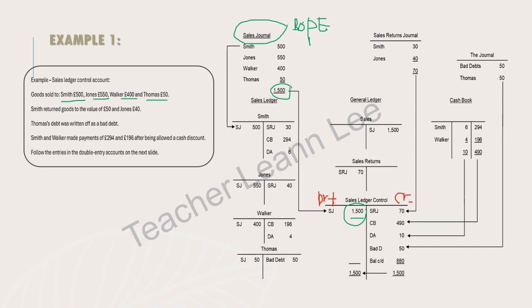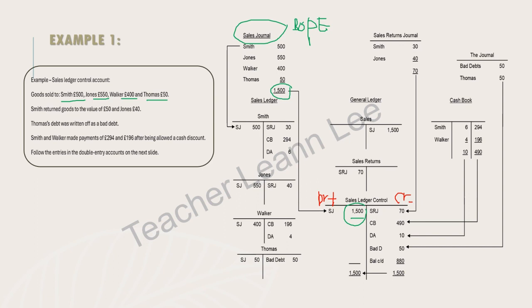Okay, next. Once I have the debit side for my SLC, I want to check whether there is any return, any payment from one of my TR here, any discount allowed that I have given to my credit customers, and any bad debts. So where can I get the information?